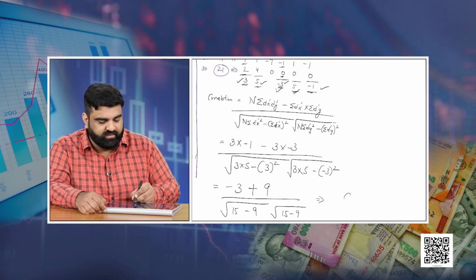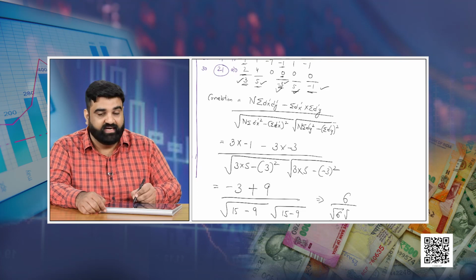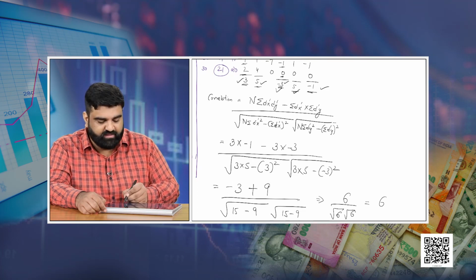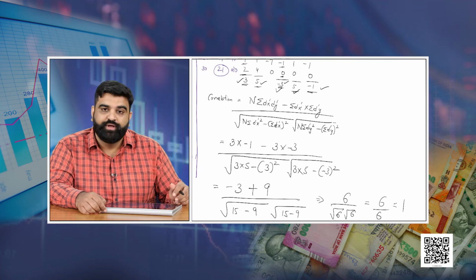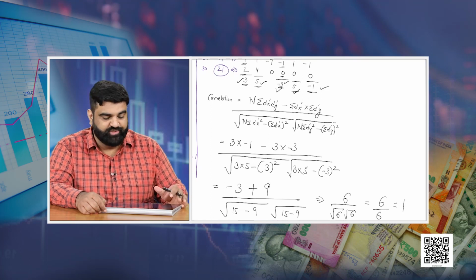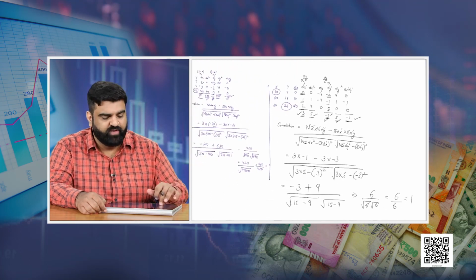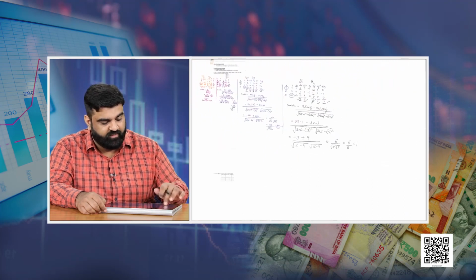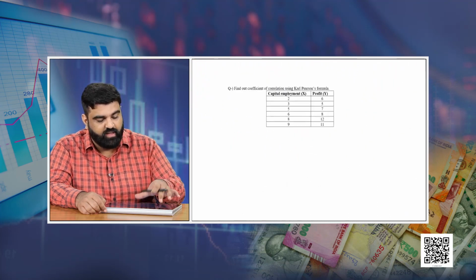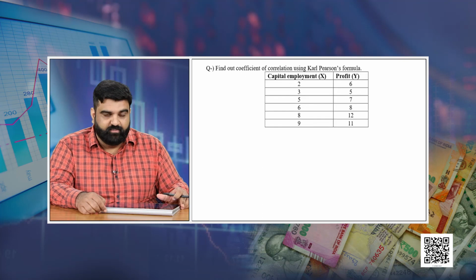So, this will be 6 upon root 6 into root 6. So, the answer to this question will again be 1. So, this will be perfect positive correlationship. So, this was my first question. Let us move on to our next question, which I will be solving using the assumed mean method.